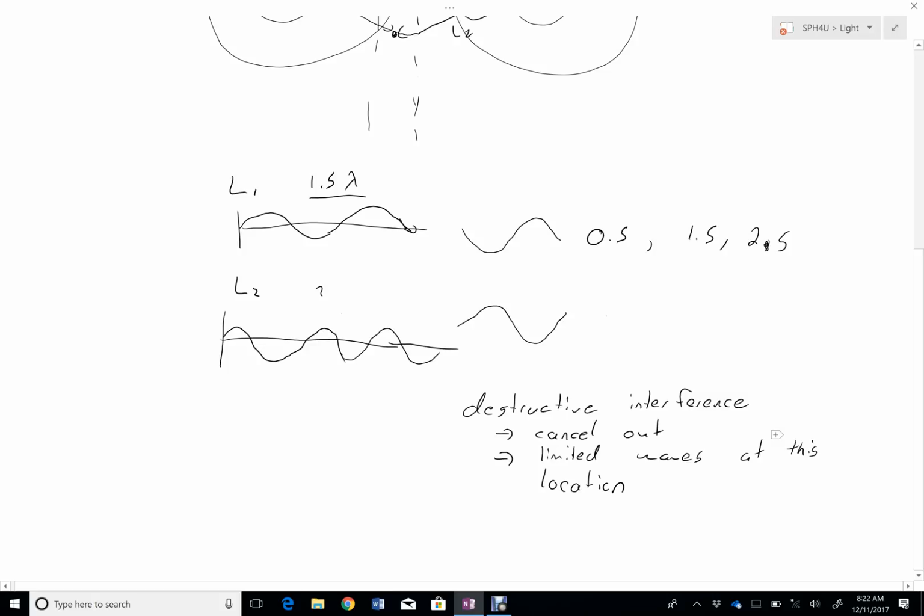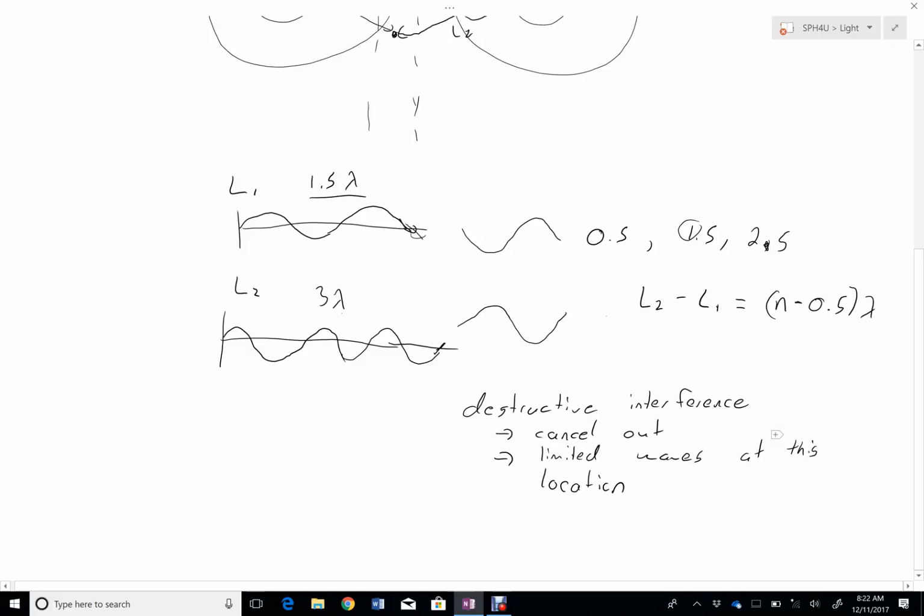See, there's 3 lambda. And we see we get the same thing. We continue up, we continue down, and we get the resulting destructive interference. So what's critical here, when I do L2 minus L1, is not the integer that goes on the front. We can add something to it.